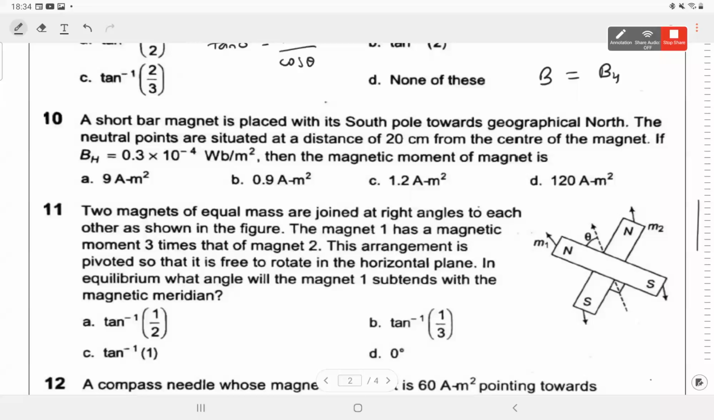Number 11. Two magnets of equal mass are joined at right angle to each other as shown. Magnet 1 has a magnetic moment 3 times that of magnet 2. This arrangement is pivoted so that it is free to rotate in the horizontal plane. In equilibrium, what angle will the magnet 1 subtend with the magnetic meridian?